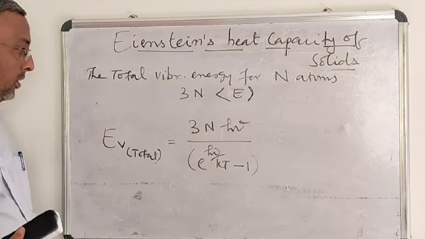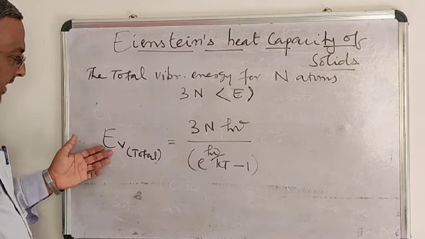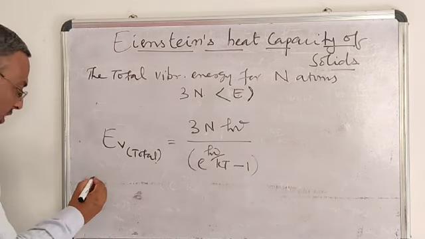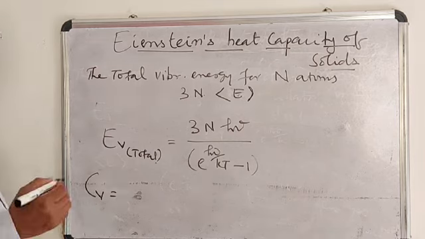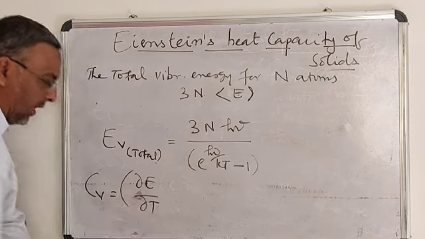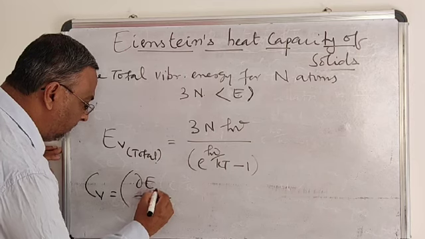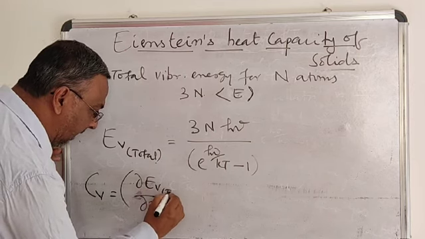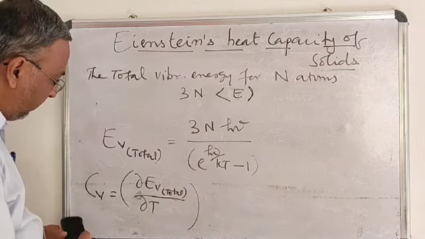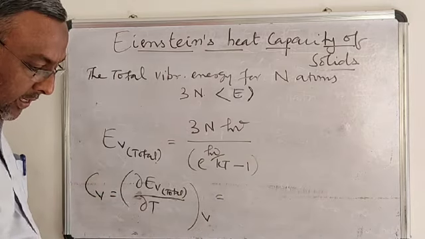Now, we have calculated the total energy of vibration, and we are going to calculate the value of CV. What is CV? We know it is the rate of change of energy with respect to temperature at constant volume. So I am taking the total energy of vibration and differentiating with respect to temperature at constant volume. I will get the value of CV.